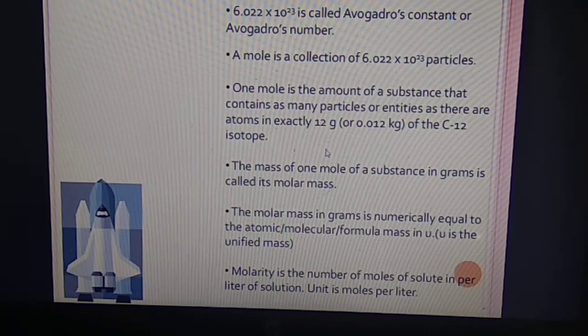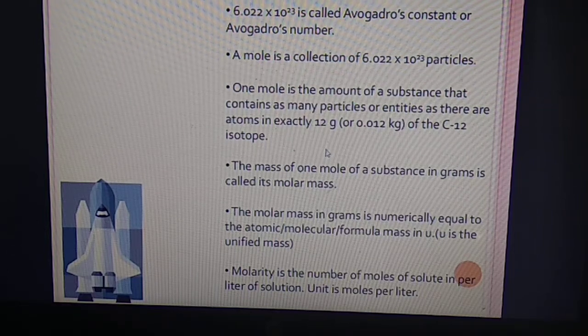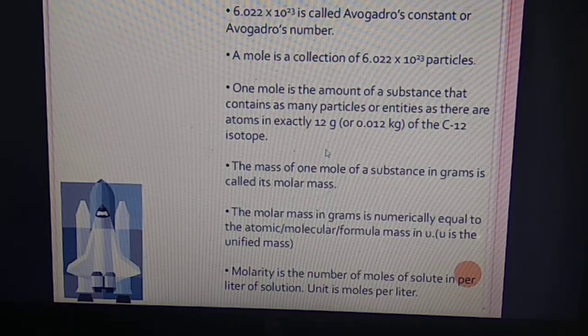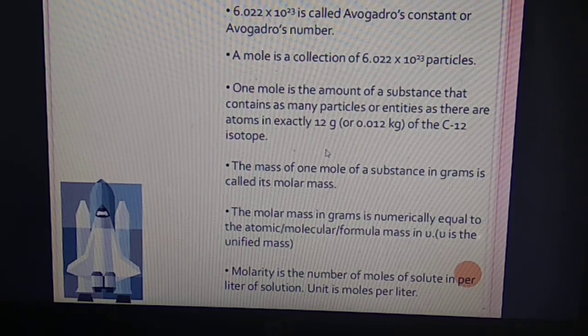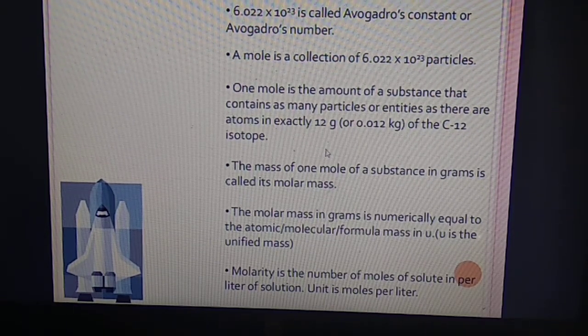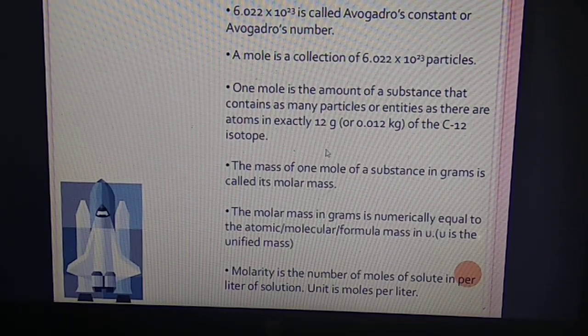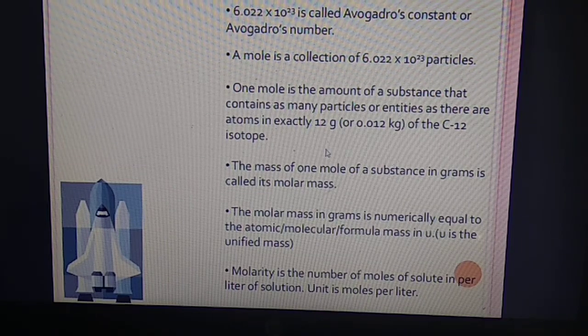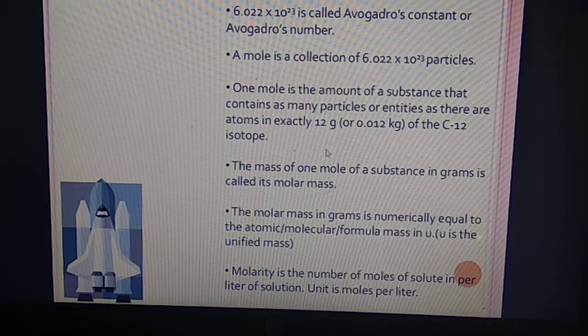If I tell you, what do you mean by the molar mass of oxygen is 16 gram? I explained that 1 atom of oxygen is 16 times heavier than 1 by 12th of the mass of 1 atom of C12 isotope. So now, with the relation of mole concept, what is molar mass? The mass of 1 mole of a substance in gram is called its molar mass. The molar mass in gram is numerically equal to the atomic mass or molecular mass or formula mass.